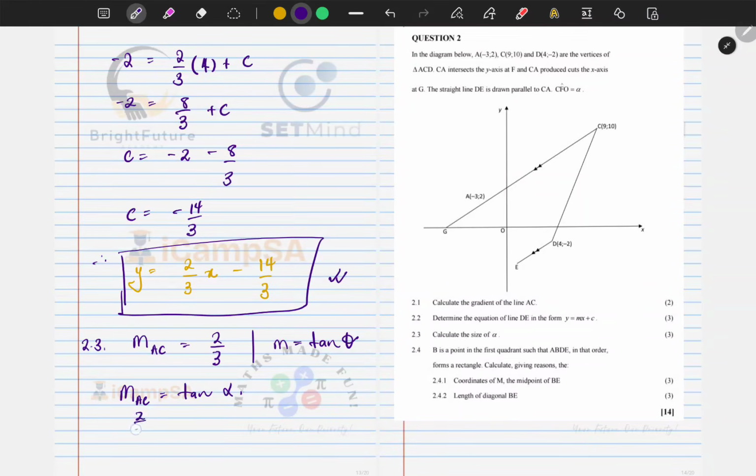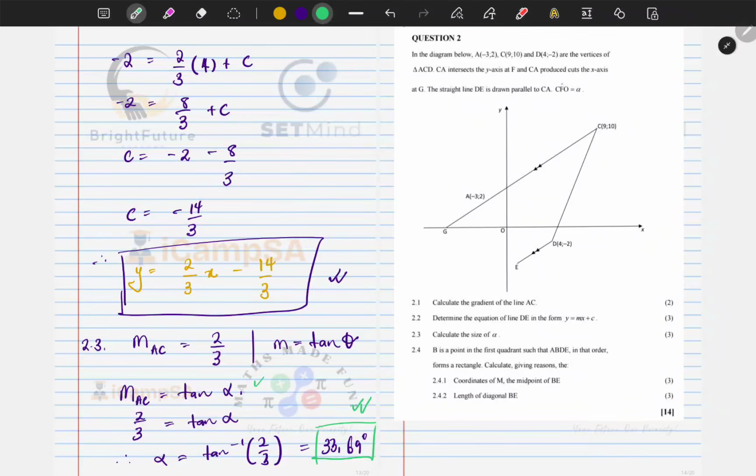So 2 over 3 is equal to tan alpha, and therefore alpha is going to be the tan inverse of 2 over 3, and that will give you approximately 33.69 degrees if you punch your calculator. So this will be your answer. You would have gotten your 3 marks here.